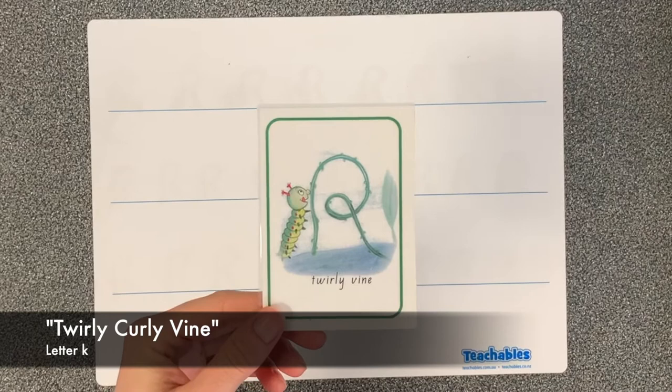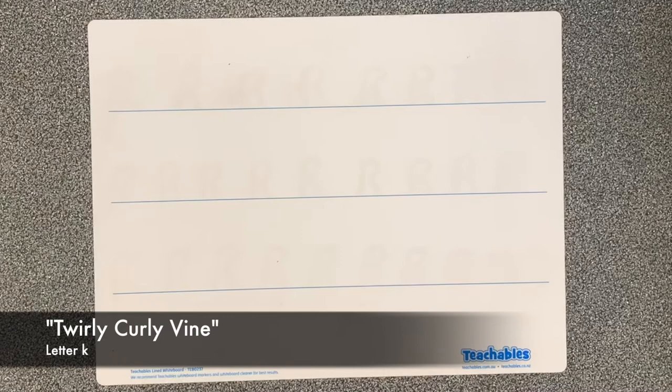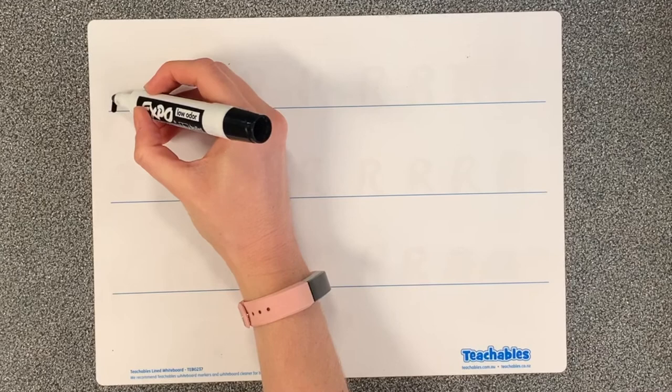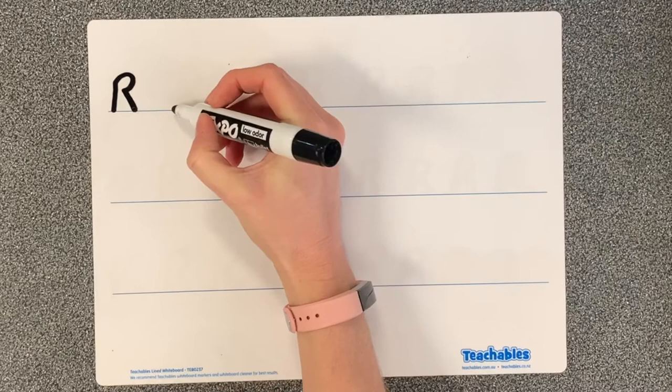Okay, it's time to try the twirly curly vine shape. This is the vine that Casey gobbled up in the story. Do you remember? Now, of course, we start on the left-hand side of our page, as always, and we're going to begin this shape on the line. So start with your pencil on the line, and we're going to go up, around for a twirly curly vine, just like that. So it starts on the line, and it goes up, out, in, out.